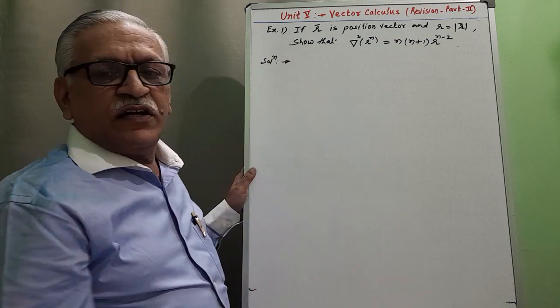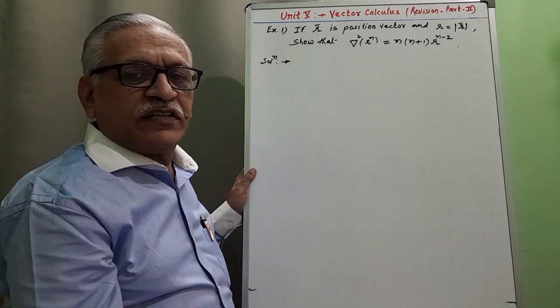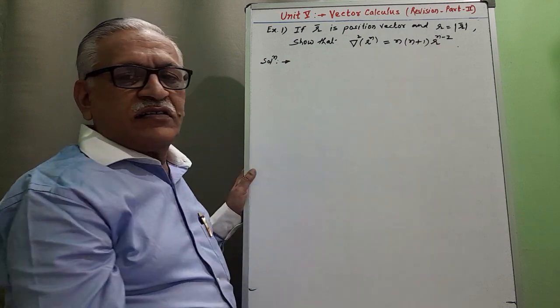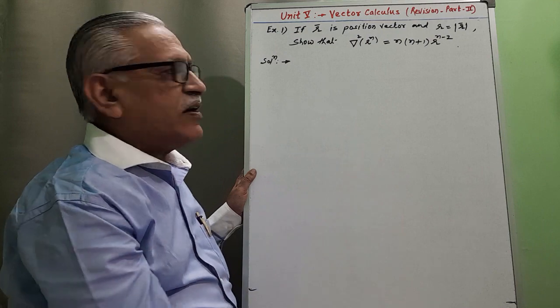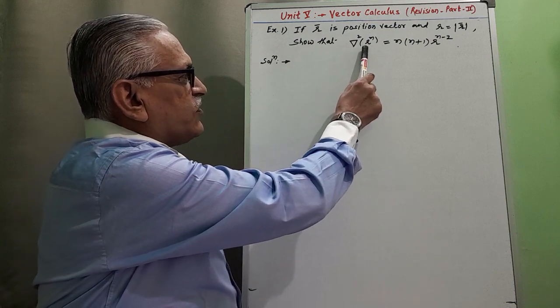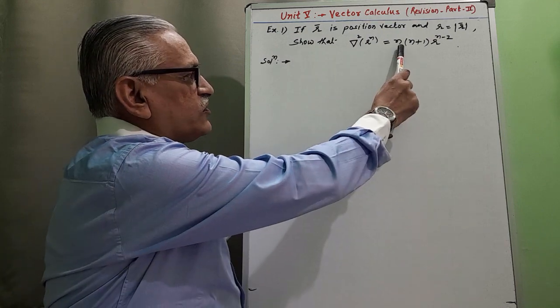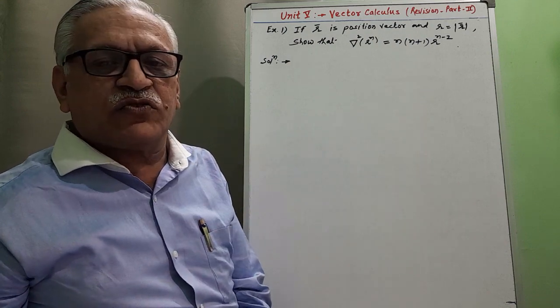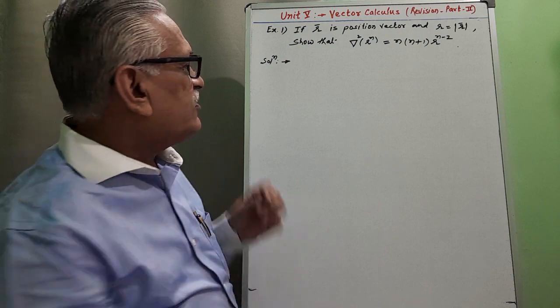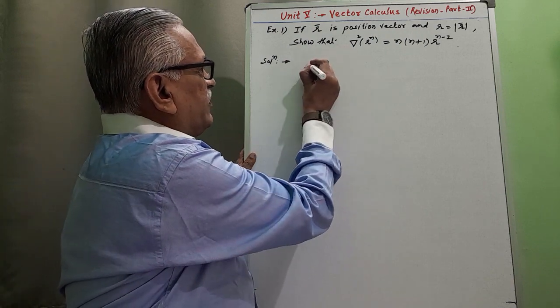First example, if r bar is the position vector and r is equal to the absolute value of r bar, or mod of r bar, then show that del square of r raised to n is equal to n into n plus 1 r raised to n minus 2. And to prove this, we take the help of that given information.